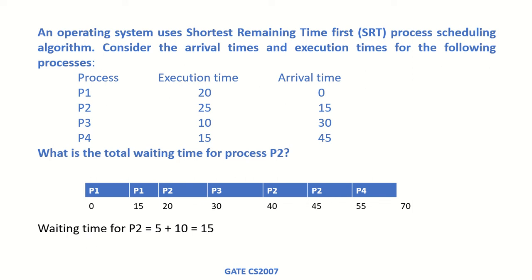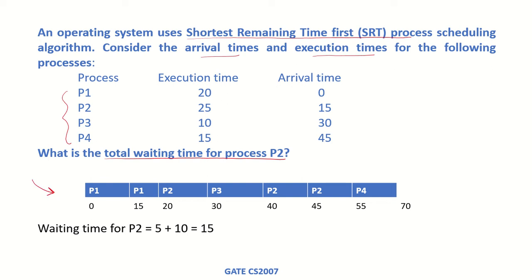In this video, we are going to take a solved example dealing with the shortest remaining time scheduling algorithm. Here we are given the arrival times and the execution times for these four processes, and we have to find out the total waiting time for process P2.